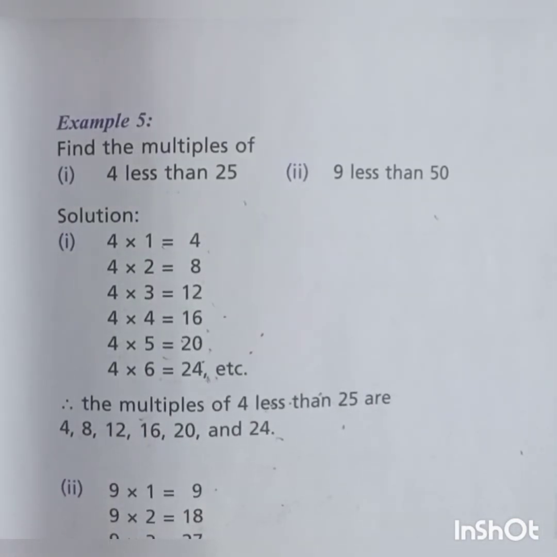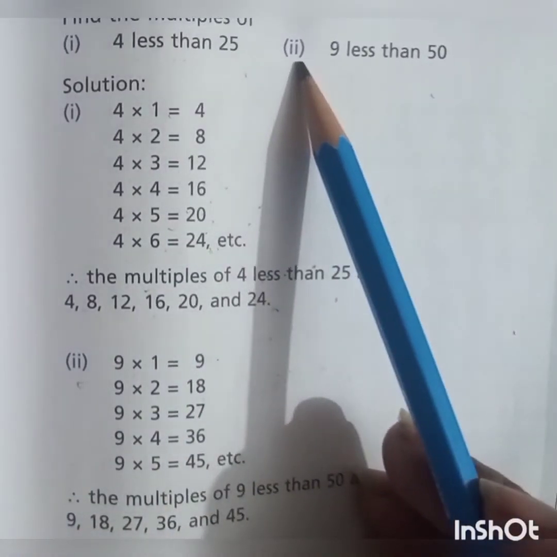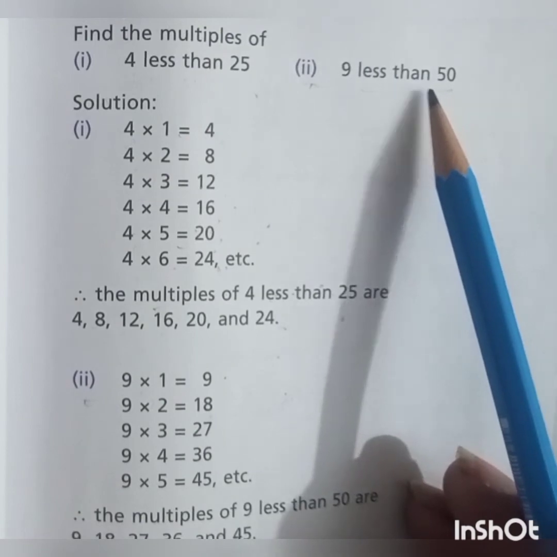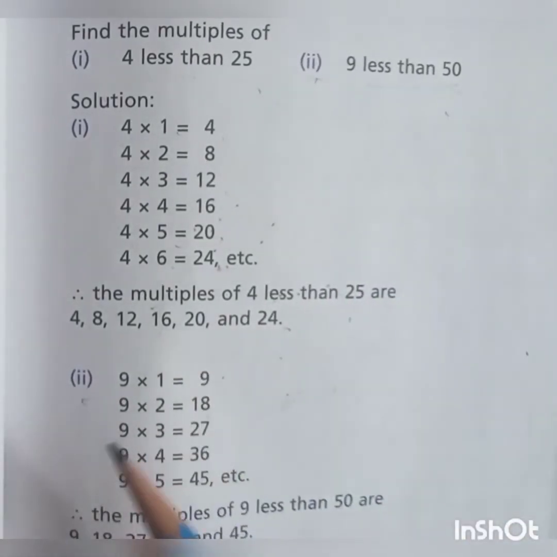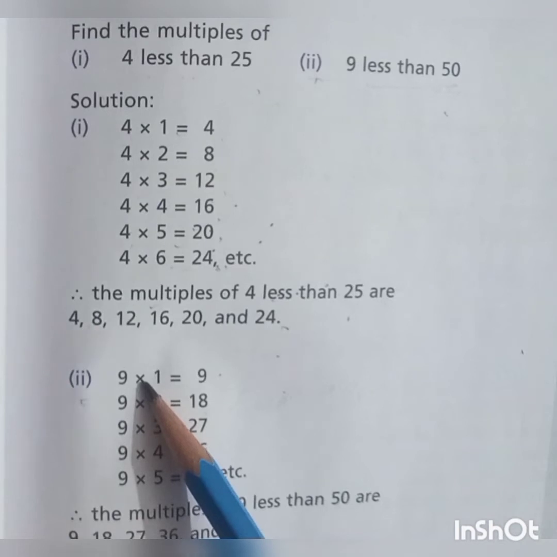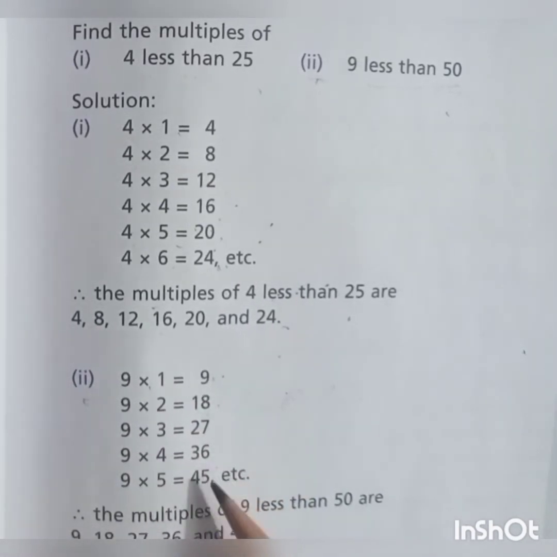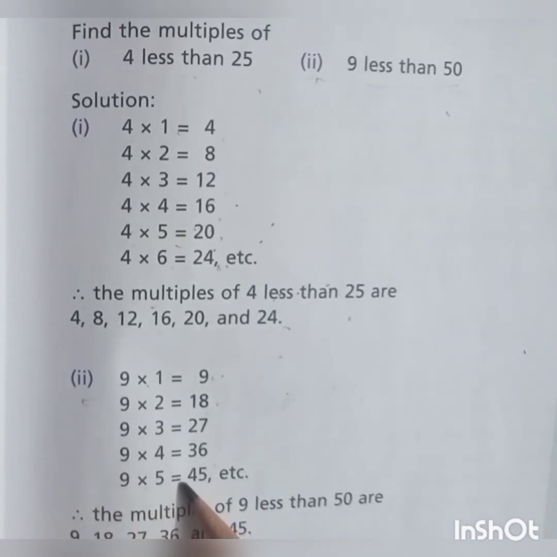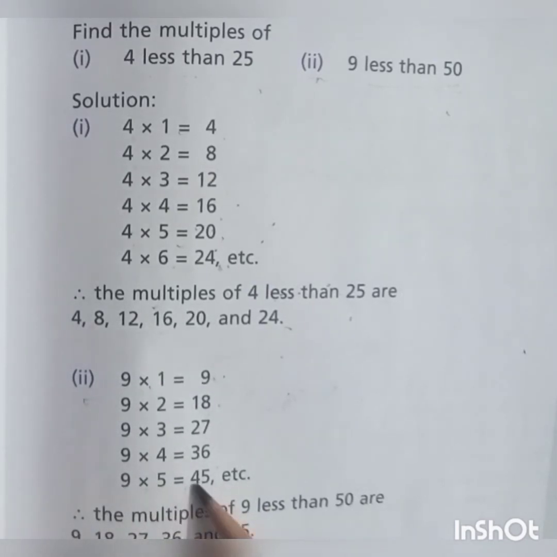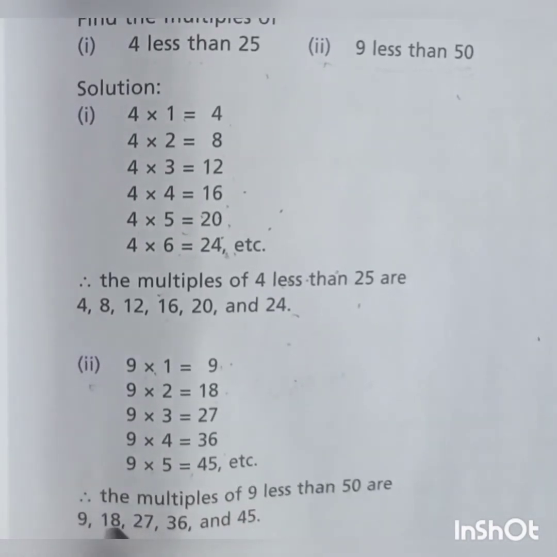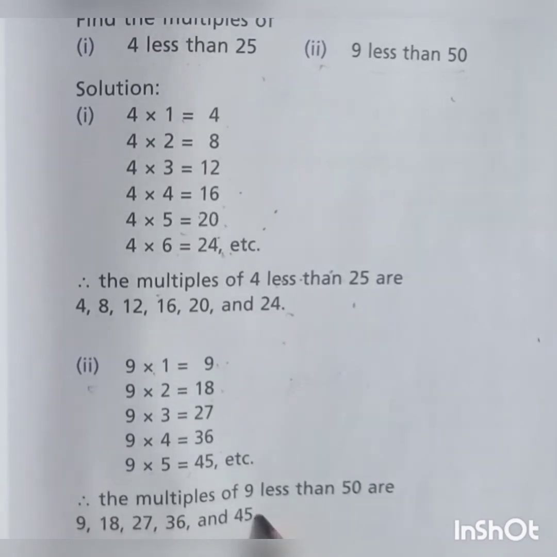This is how we can find multiples of any number less than or greater than a value according to the given condition provided. Here is part number 2, that is, multiples of 9 less than 50. So we have to find multiples of 9 less than 50. As we know, the multiples of 9 less than 50 are 9, 18, 27, 36 and 45. If we multiply 9 by 6, the answer is 54, which is greater than 50, which shows that the multiples of 9 less than 50 are 9, 18, 27, 36 and 45.